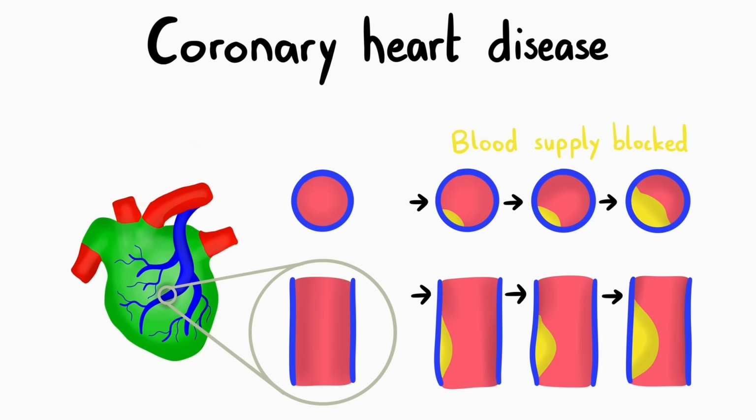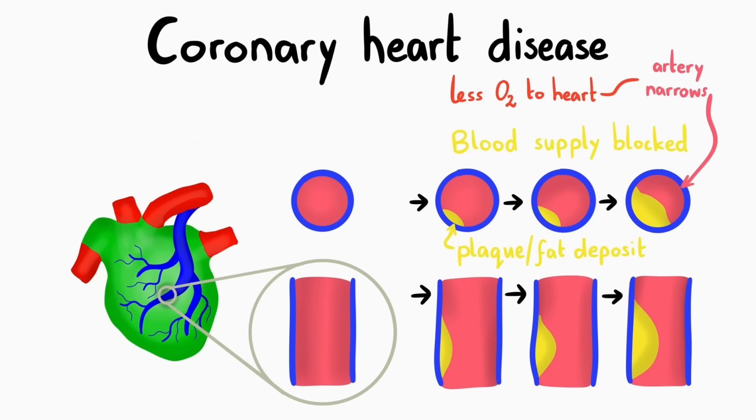Coronary heart disease is a major health issue that affects many people. It occurs when the coronary arteries, which supply blood to the heart muscle, become narrowed. This narrowing happens because fatty materials build up inside these arteries, forming layers that reduce the flow of blood. When the heart muscle doesn't get enough oxygen from the blood, it can't function properly.